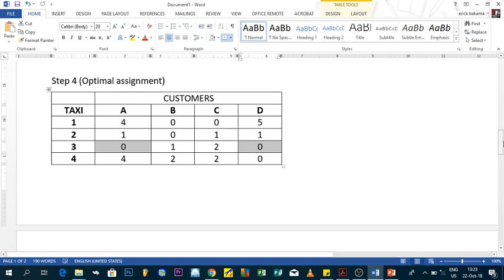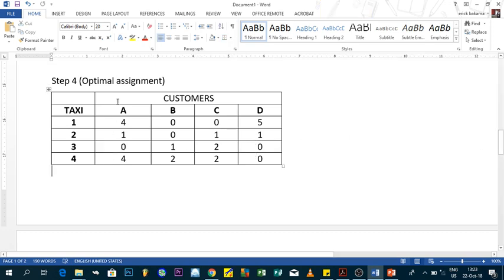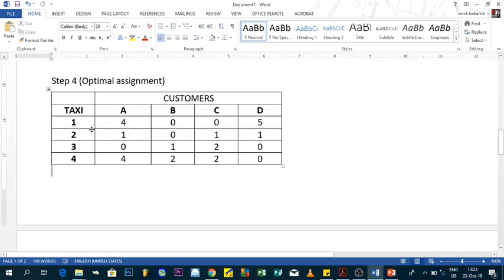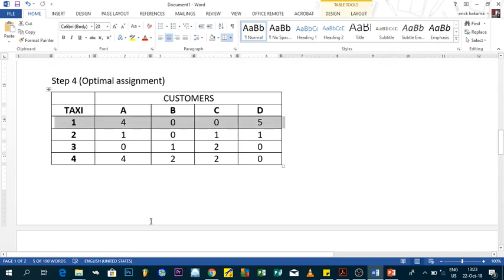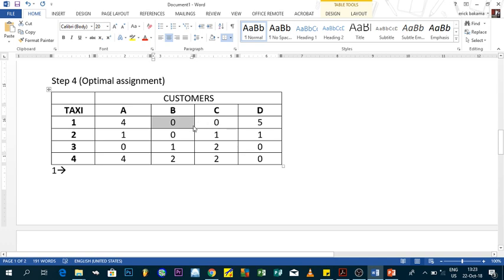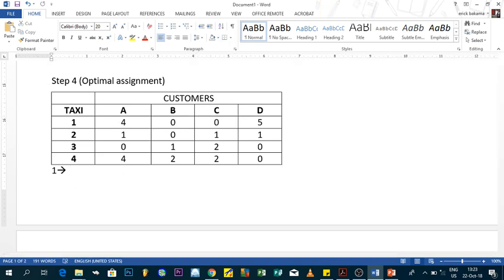So what is the allocation that we will do? You can allocate in 2 ways. The first way is looking at the column. The second way is looking at the cell. It's still the same thing. For me, I'm going to look at the rows. So when I look at taxi 1, taxi 1 can be allocated either to B or C, because it has 2 zeros. It cannot be allocated to A and D. So I'm going to choose B or C.